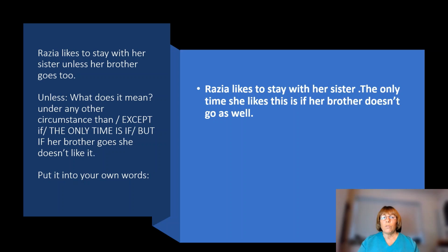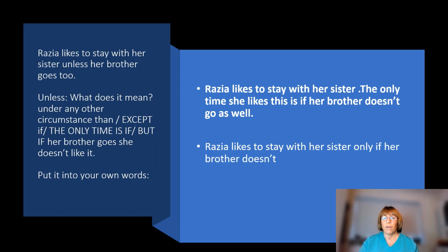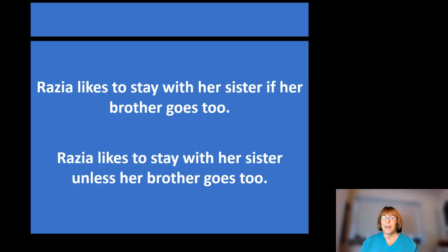And if you're looking at the higher levels of English, then we use the word concise, which means use less words to identify what you want to say. And when we're using unless, that's what happens. I might also have thought of it as Razia likes to stay with her sister only if her brother doesn't go with her. And what about those two sentences together?